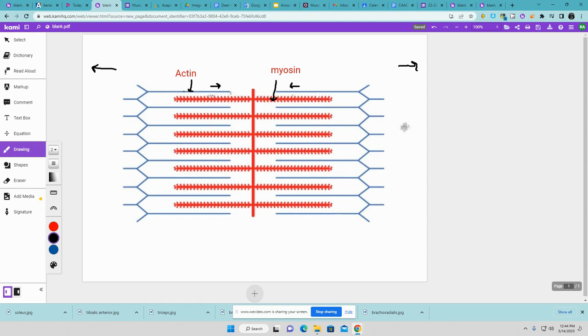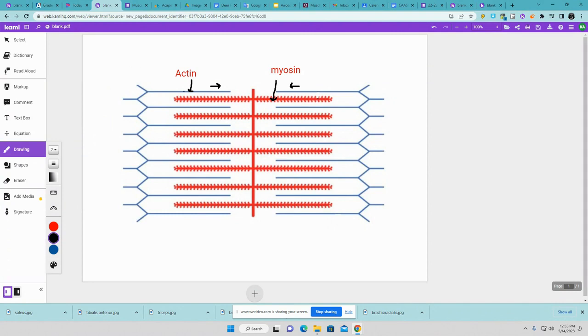Remember, the sarcomeres nearby are going to be doing the same thing. So when you shorten each individual sarcomere, you end up shortening the entire muscle, and that's what muscle contraction is. All right, so here are some more regions of the sarcomere that you might need to know.